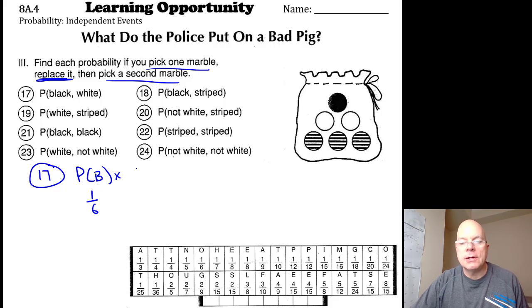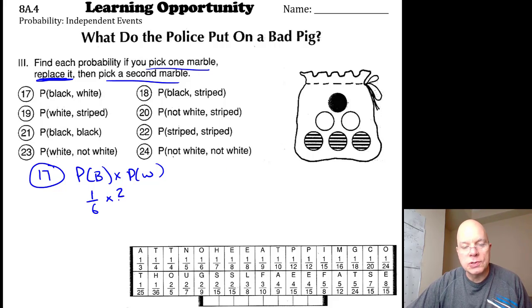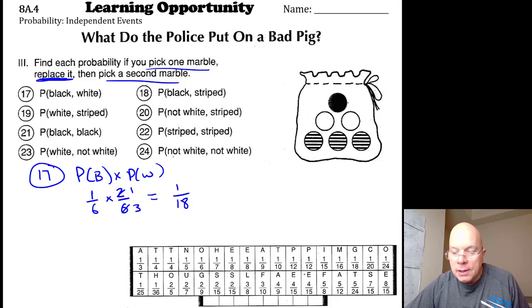But then it's important to understand that you then replace the black marble, shake up the bag, and pick a white marble. What's the probability of picking a white marble under those conditions? There are 2 white marbles out of 6 marbles total. So 2/6, which of course can be simplified to 1/3. And so the probability of picking black, replacing the marble, and then randomly picking white would be 1/18. So I look for 1/18. I see it. I feel good about my answer, and I cross it out.